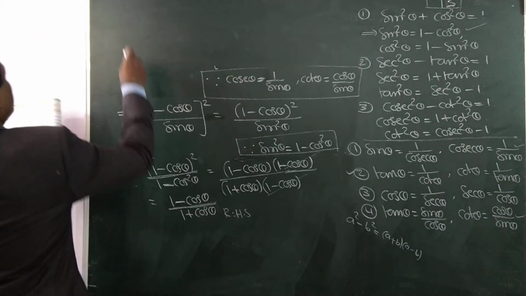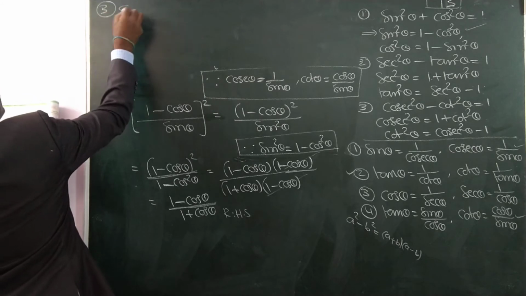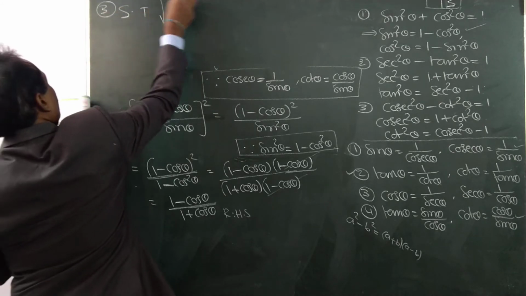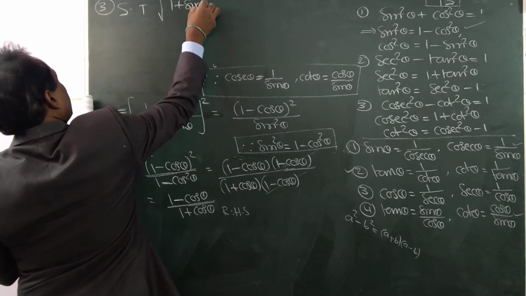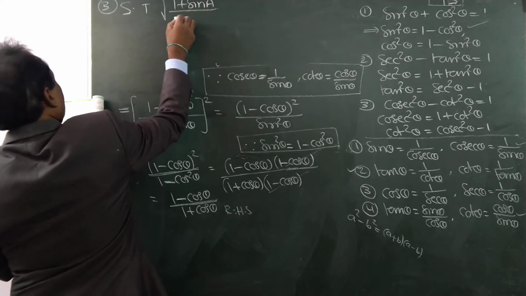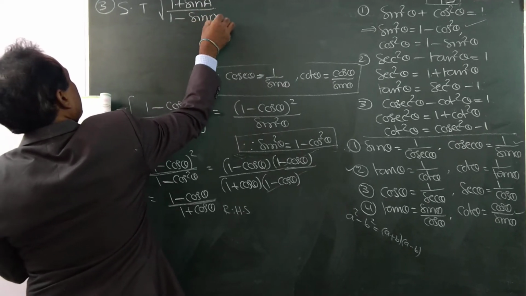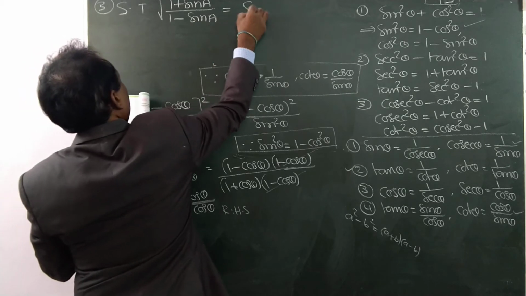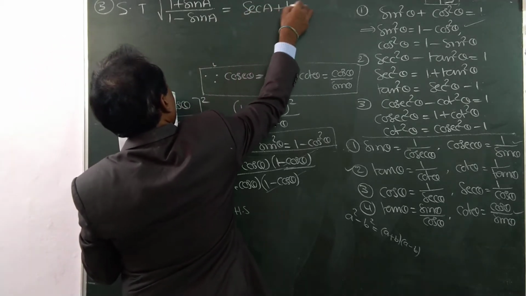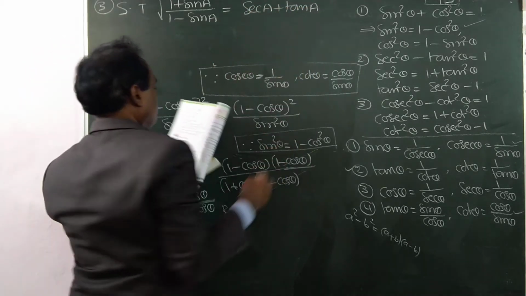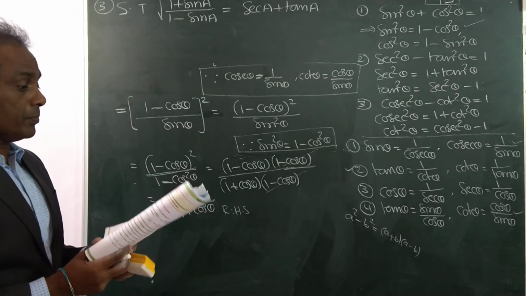Third problem: show that root of (1 plus sin a) by (1 minus sin a) is equal to secant a plus tan a. Important problem.